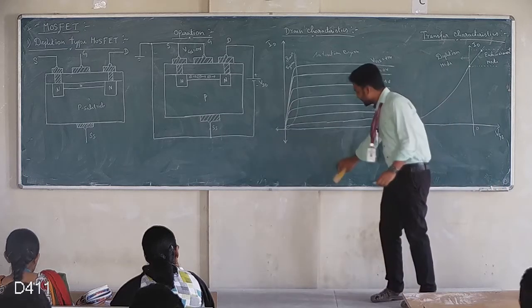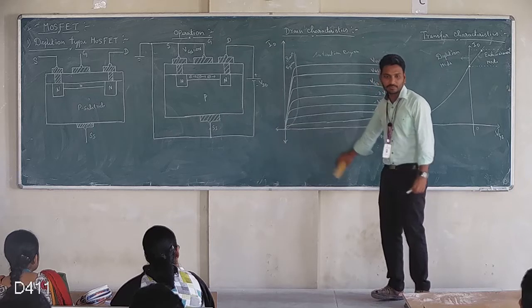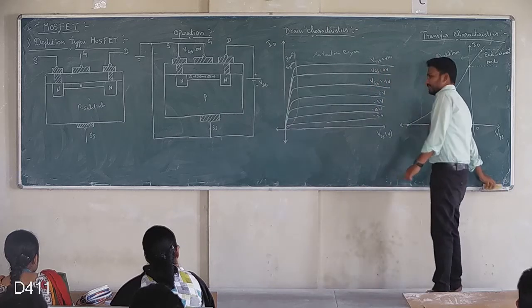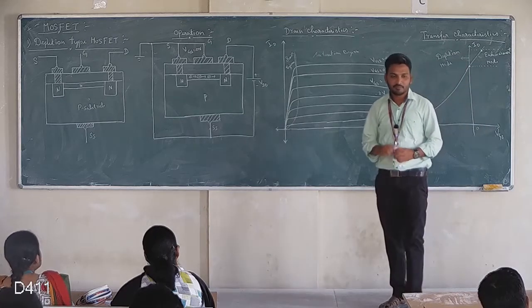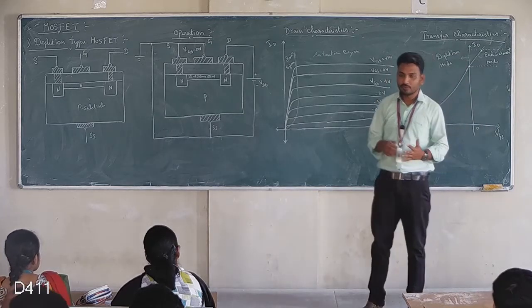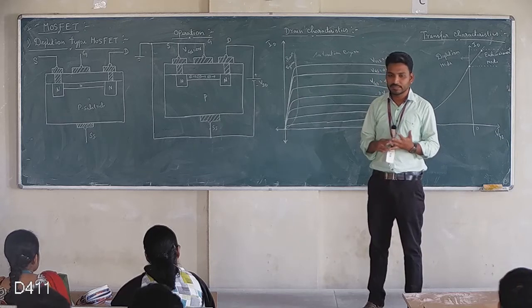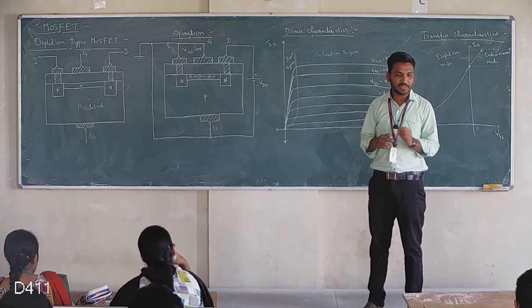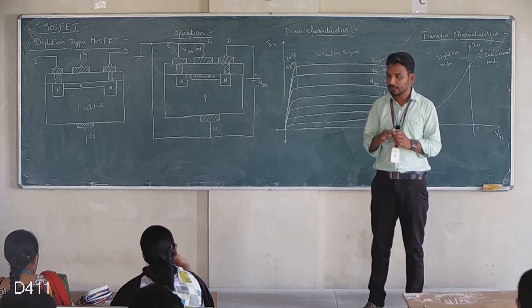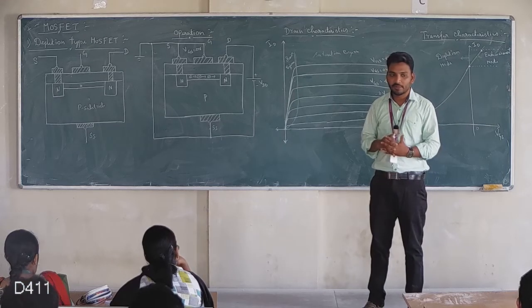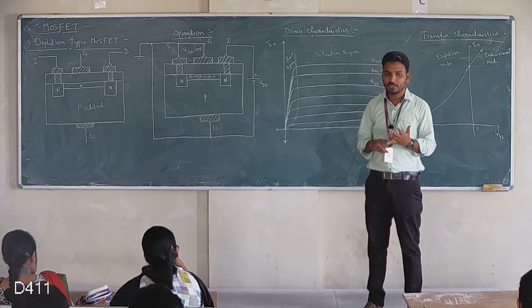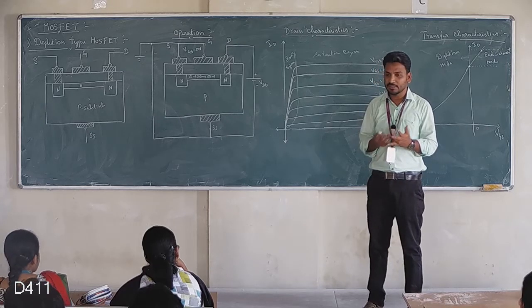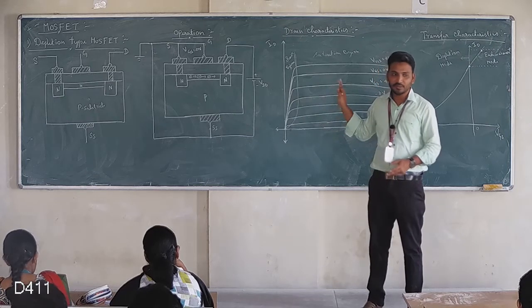MOSFET is further classified into two types: depletion type and enhancement type. Depletion type is further classified into two: N channel and P channel. Why do we classify each FET into two? Because we already know that FET is a unipolar device. FET can conduct using either electrons or holes, so depending upon the conducting carrier, we derive two structures for each FET.